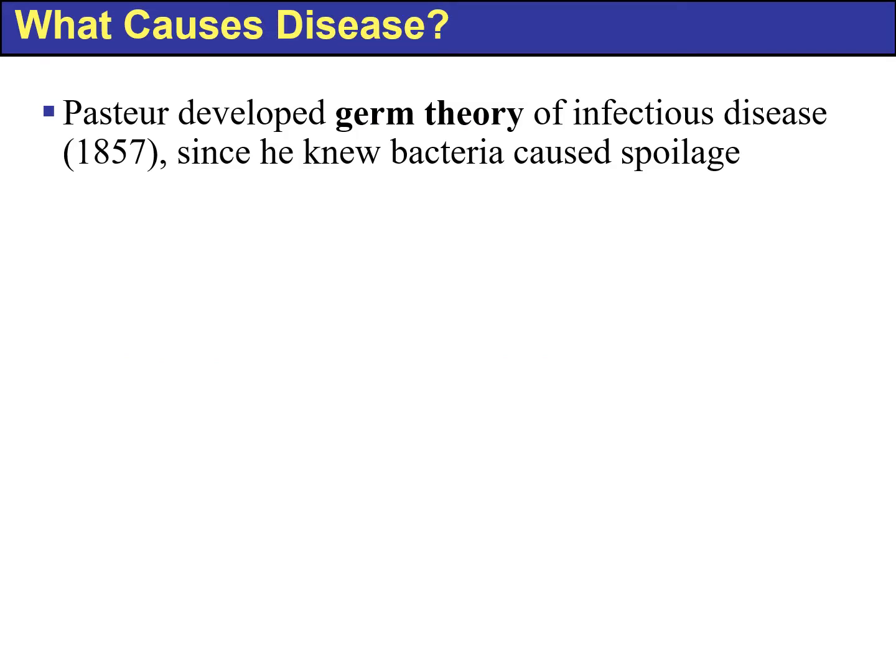Pasteur developed the germ theory of infectious disease in 1857. Since he knew that bacteria caused spoilage because of his previous experiments with the vintners, when he deciphered that yeast created alcohol and the bacteria created the acid or the vinegar, this helped him devise the germ theory.